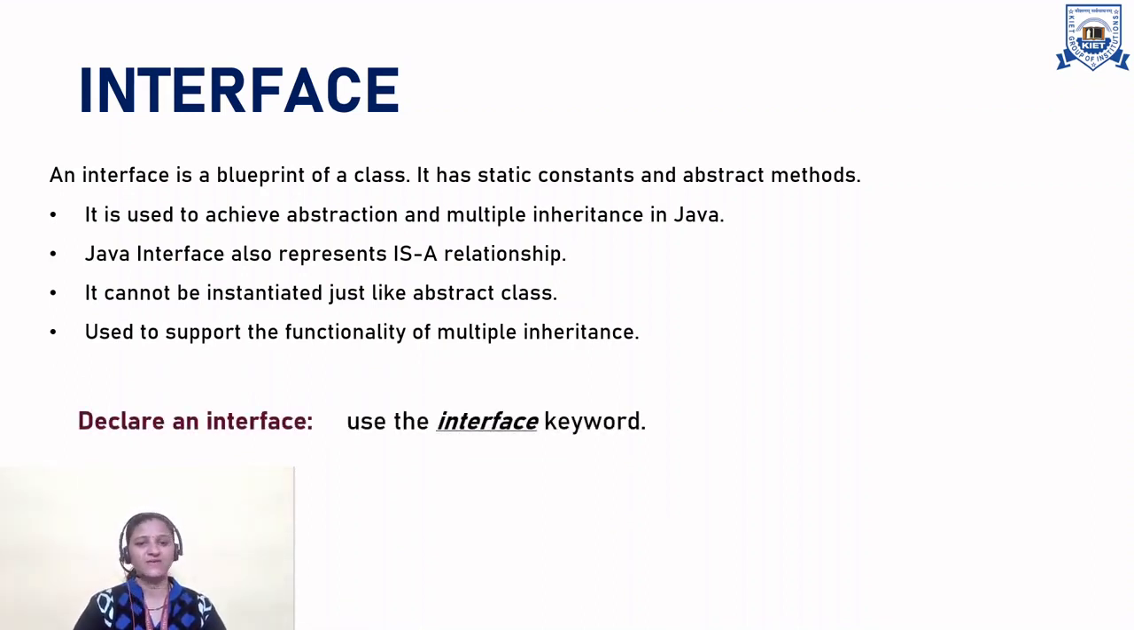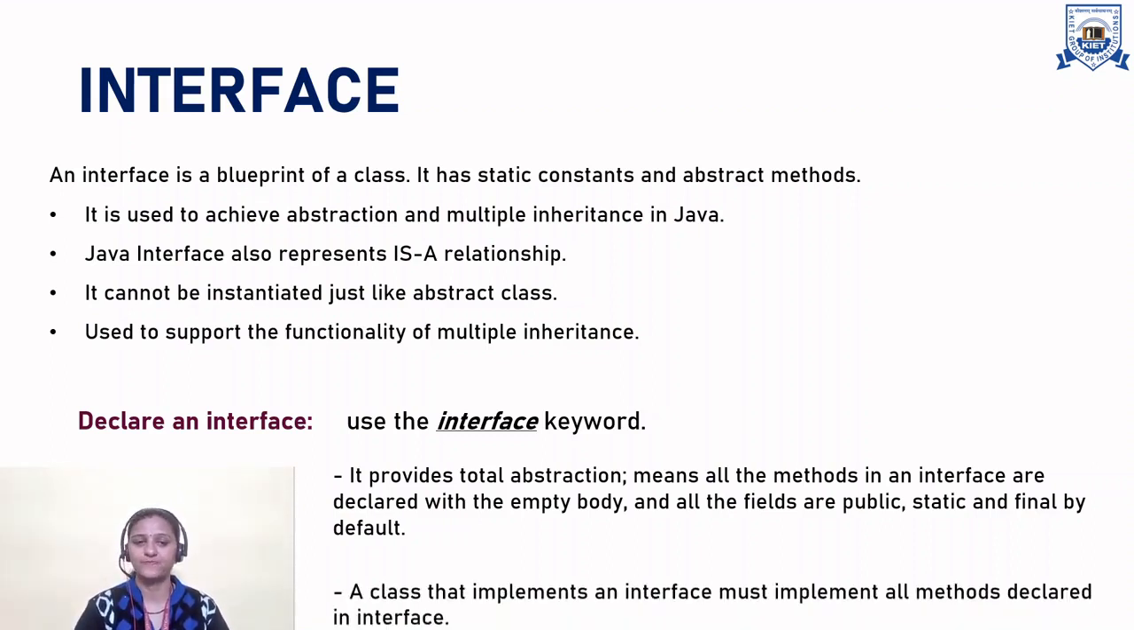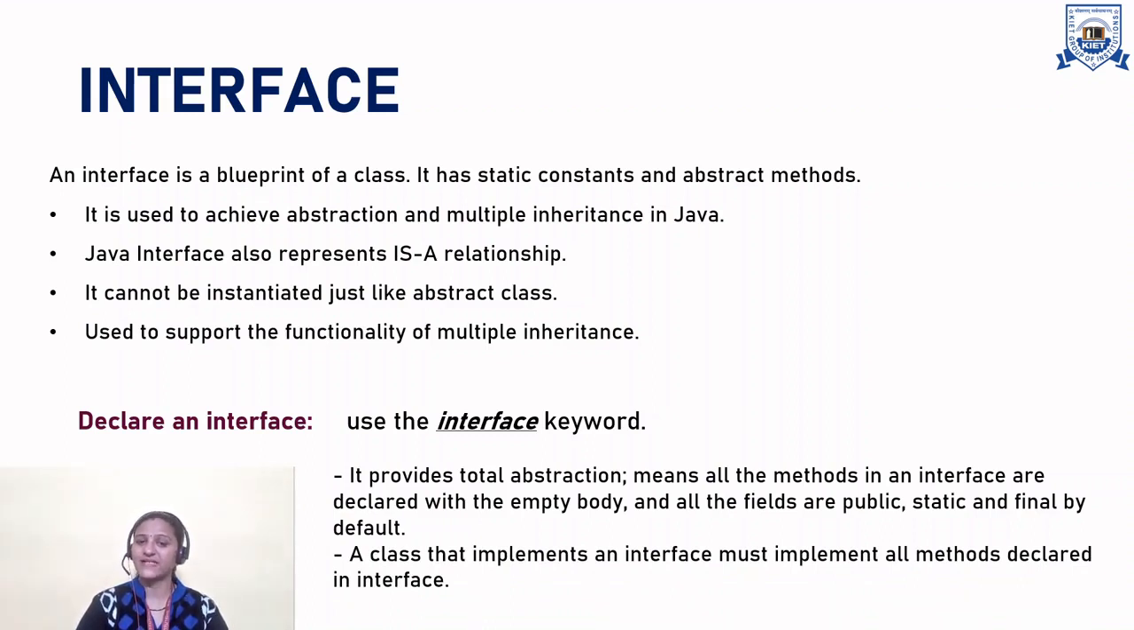To declare an interface, we use the keyword interface. An interface provides total abstraction. It means all the methods that belong to an interface are declared with an empty body, and all the fields that belong to that interface are public, static, and final by default. A class that implements an interface must implement all methods declared in the interface. It is compulsory for that class.